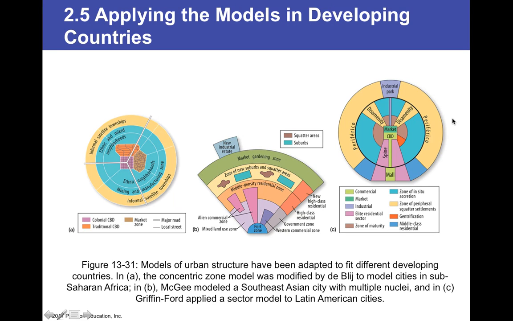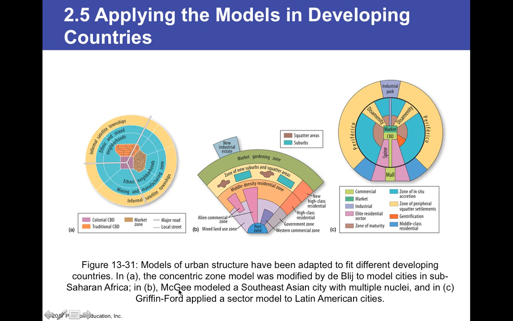You have the three models right in front of you. So models of urban structure have been adapted to fit different developing countries. A, the concentric zone model was modified to model cities in sub-Saharan Africa. So, central business district, traditional market, ethnic neighborhoods, mining, manufacturing, informal townships. Another word for informal townships would be the slums or the favelas or the barrios or any other type of name. I usually just think of favelas because those are all through Brazil.